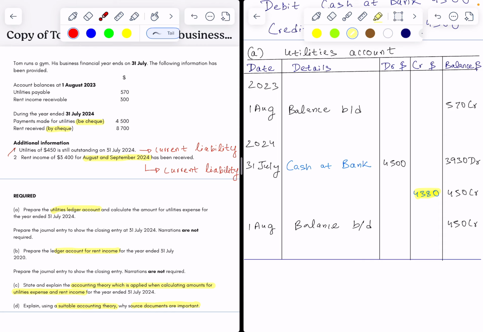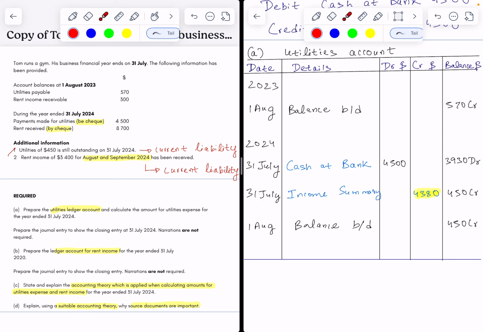This is the amount for utilities expense, which we will transfer to the income summary account as part of our closing entry. So what we write in the details column, we'll write income summary. And just to make things a bit more clear, let's also include the date again, which is 31 July 2024. We have derived this amount for utilities expense, which is $4,380, and that is the amount which we look forward to transferring to our income summary account as part of our closing entry. All right?